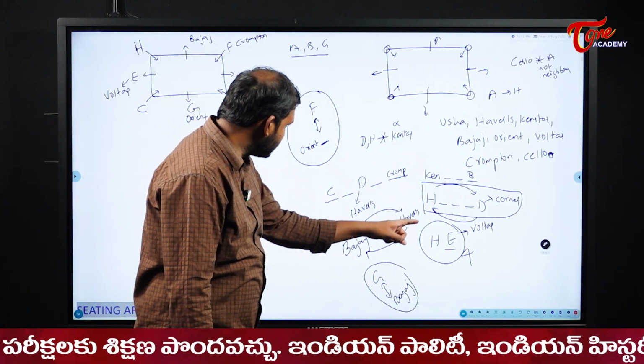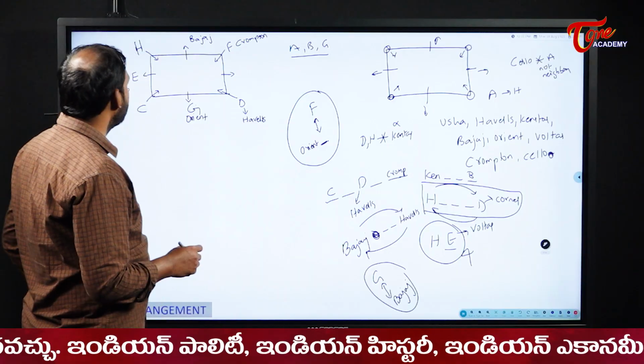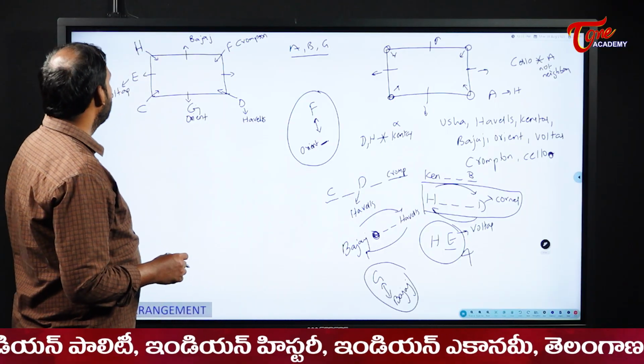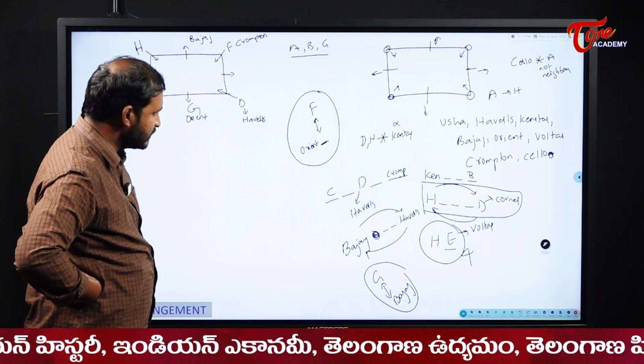So do we have anything related to Cello and Usha? No, we don't have that one. But Cello is not a neighbor of A. Cello is not a neighbor of A. So we can place that one. So we need to check the other logic here.